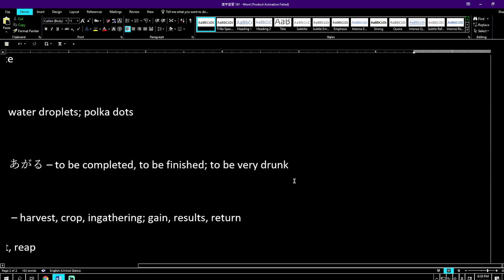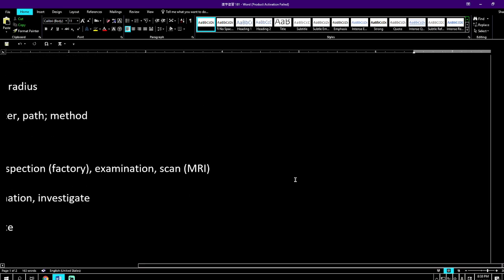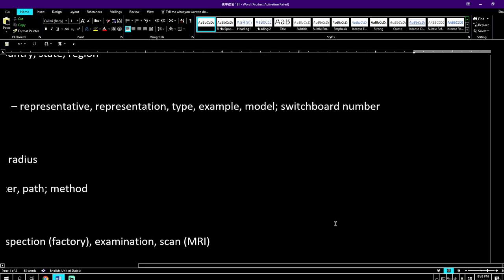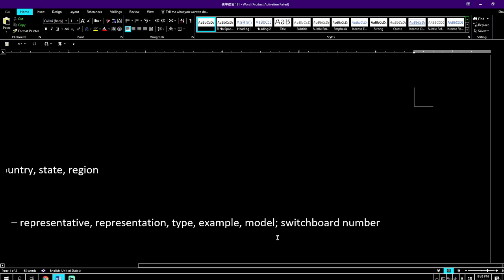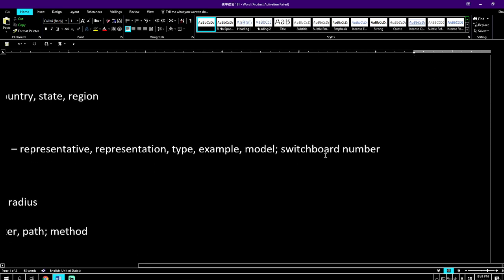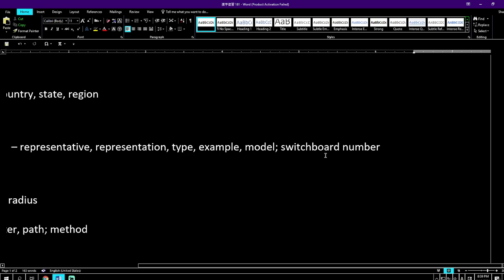This is a review of the kanji review. Review. Country, state, or region is 国家. A country's house. A representative, a representation, a type, an example, or a model is 代表. 代表 is an example, a type, or a model.